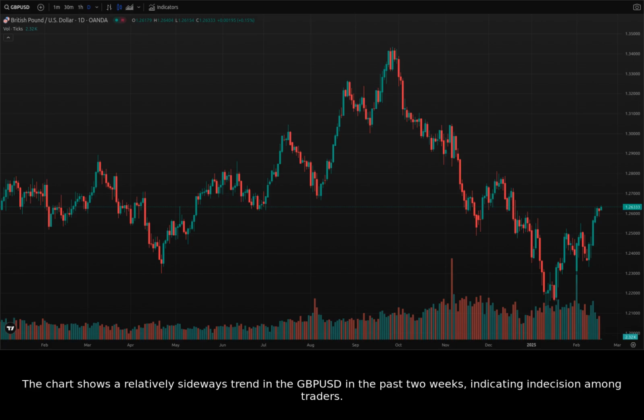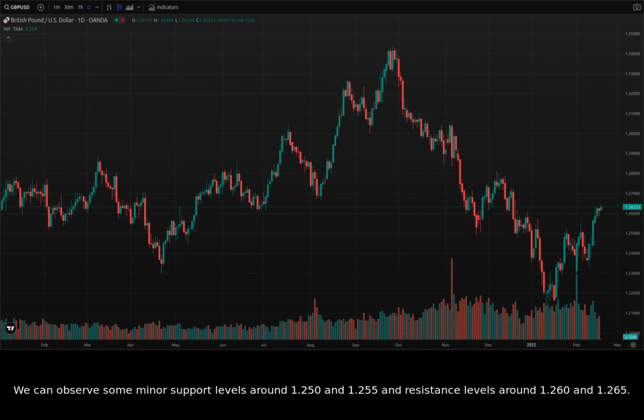Let's start with the daily chart, providing a broad overview of GBPUSD's performance. The chart shows a relatively sideways trend in the GBPUSD in the past 2 weeks, indicating indecision among traders. We can observe some minor support levels around 1.250 and 1.255 and resistance levels around 1.260 and 1.265. The recent price action shows a slight bullish bias, with the price closing above the 1.26 level.